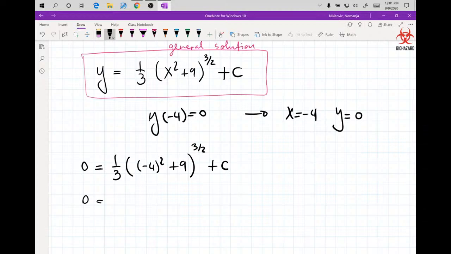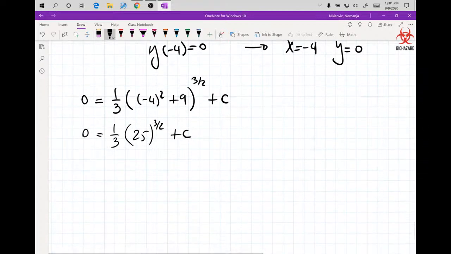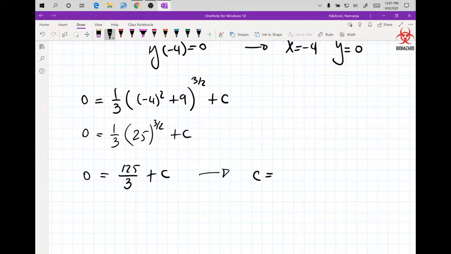So 0 is equal to 1/3. Over here I have 16 plus 9. That's 25 to the 3/2 plus c. And the half is a square root. So we get 125 over 3 plus c. Again, square root of 25 is 5. 5 cubed is 125. The negative sign died because negative times negative is positive. So this is all we have. And from here, c equals negative 125 over 3.